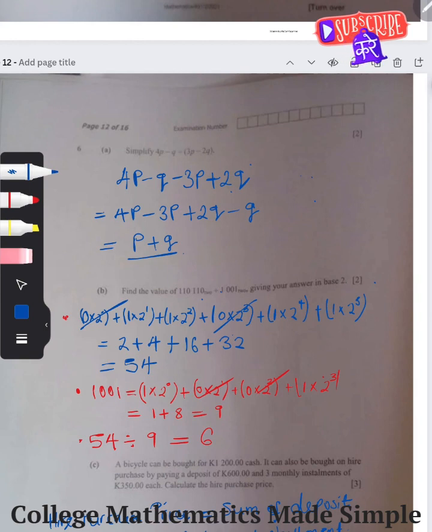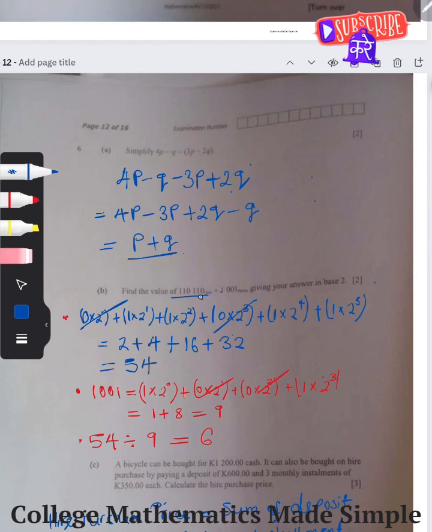Next, we are going to find the value of 110,110 in base 2. So this looks like a division. So we are going to divide these numbers in base 2. Now, if you have a skill of dividing numbers directly in base 2, you can go ahead and do that. But for me, I would prefer converting them to base 10, then take the normal division, which I know, and convert them back to base 2.